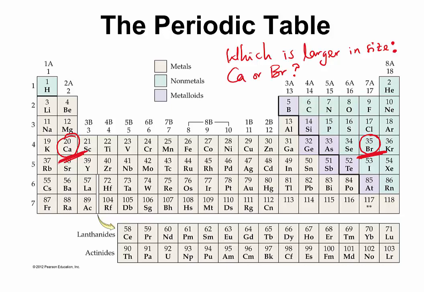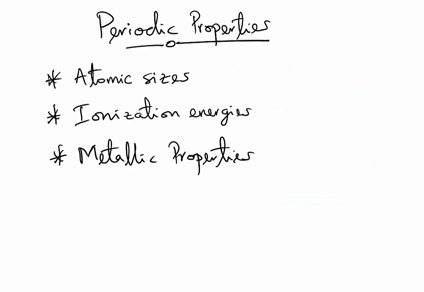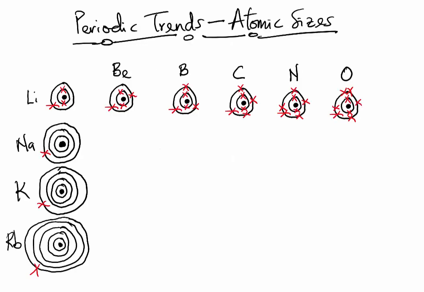The question is, why? To answer that question, we will study periodic properties. We will look at atomic sizes, ionization energies, and metallic properties. Let us begin with elements in the same group of the periodic table. And we're going to make use of group 1A as a representative of all the other groups.